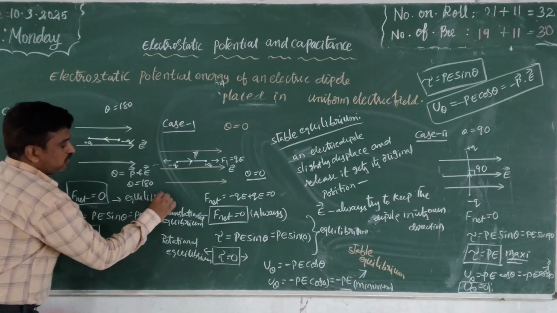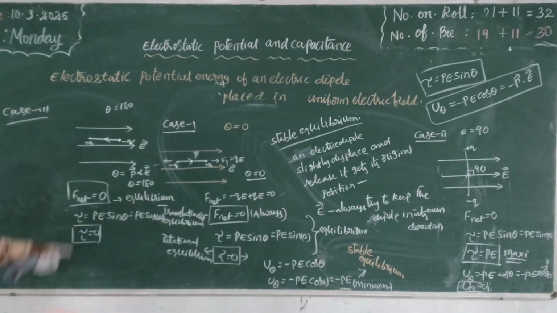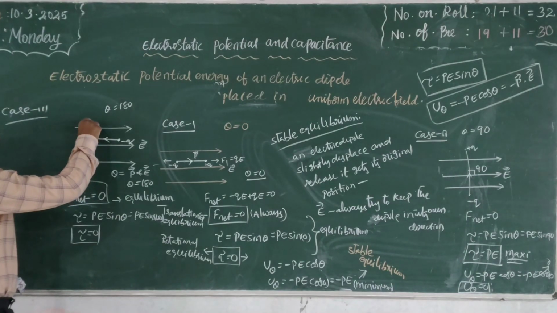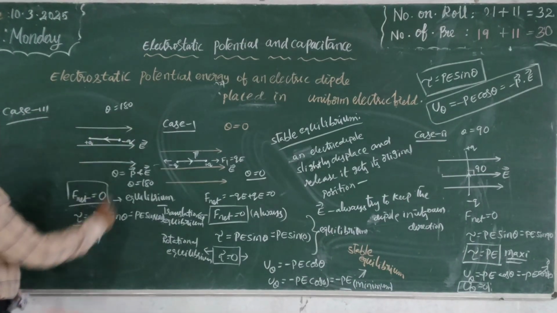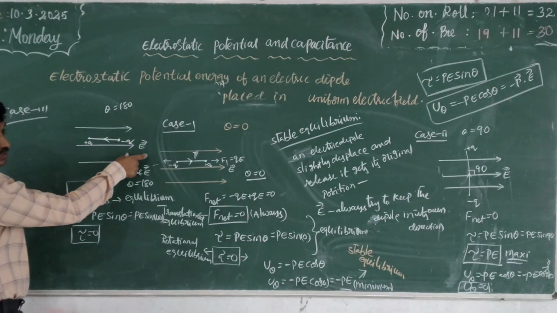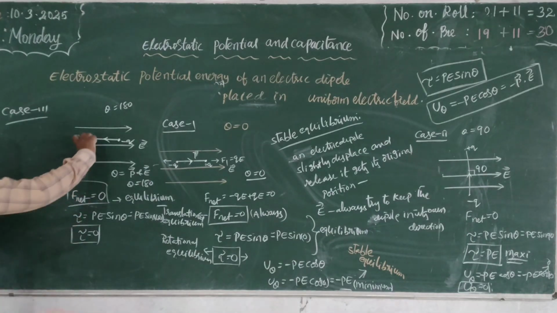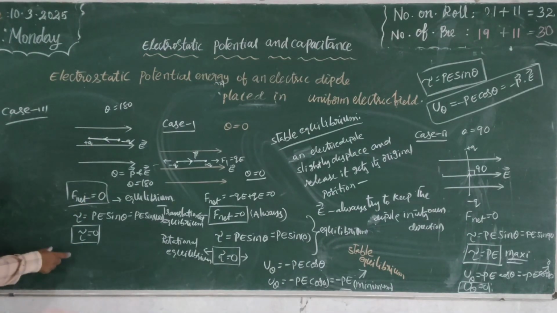In this case, what type of equilibrium is it? If this plus q is slightly displaced, what happens now? It will not get back to its original position. It will rotate and align in the direction of the electric field. The electric dipole will be aligned in the direction of the electric field. So it is not getting its original position, so we can say that it is unstable equilibrium.